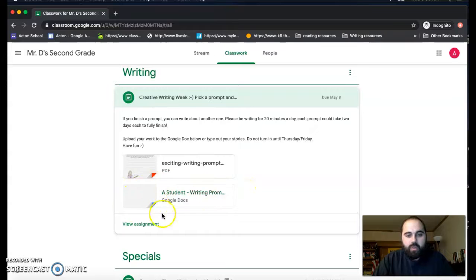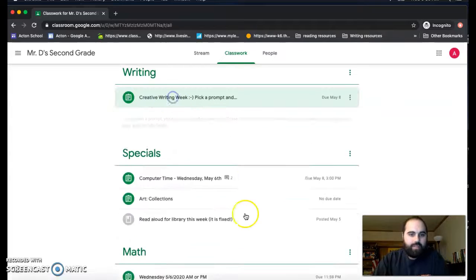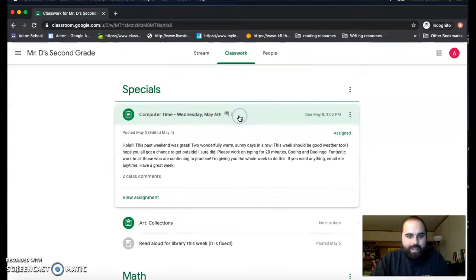And remember, you can do all your work in that Google Doc, or I'd rather you do this, you can do it on paper and then take a picture with it and put it into the Google Doc for me to see. Today's computer. Make sure you check out and see what Mrs. B has put in here for computer time today.